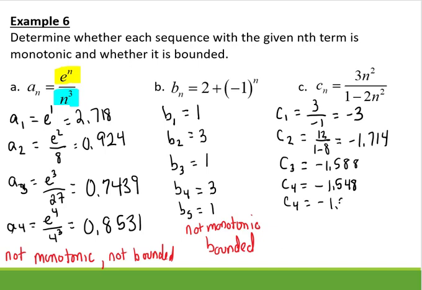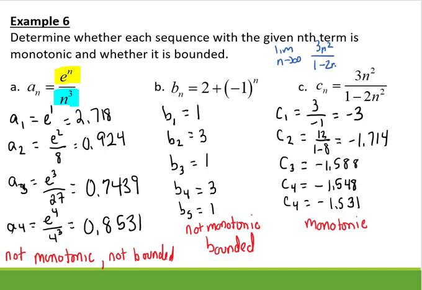And then let's see, is it bounded? Is there a number that it's going to be less than? Yeah, it looks like it's always going to be less than -3. Is there a number it's going to be greater than? I was thinking about this before I recorded the video. As n goes to infinity, as I look at that function, is there something here that this is going to go to? Yeah, it looks like it's going to -3/2.